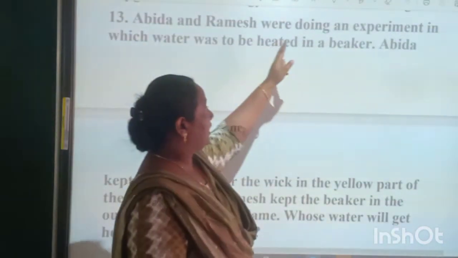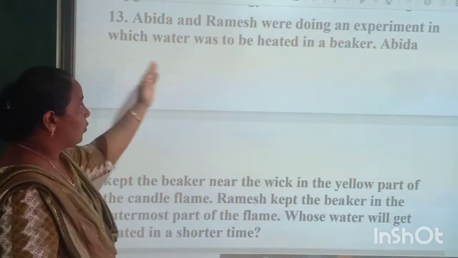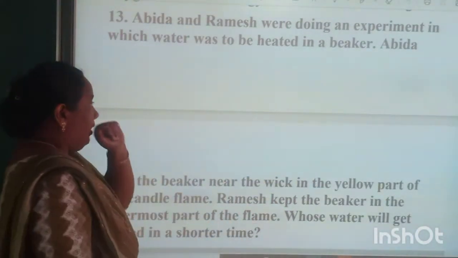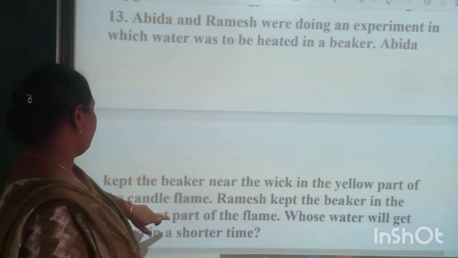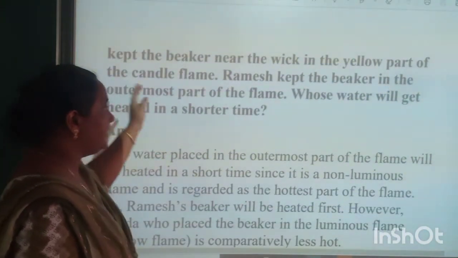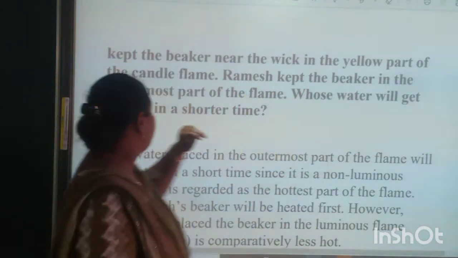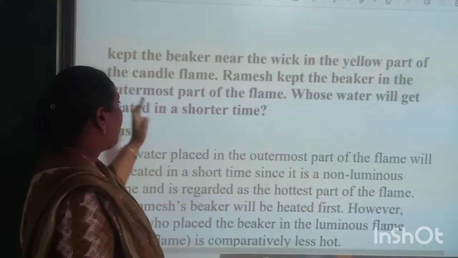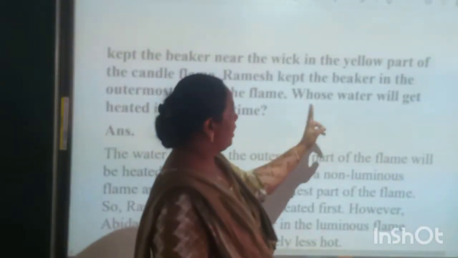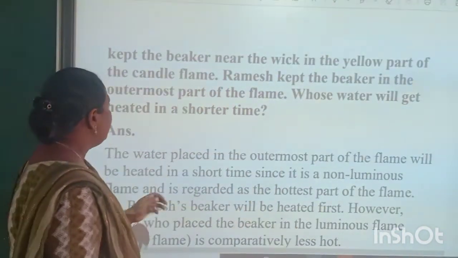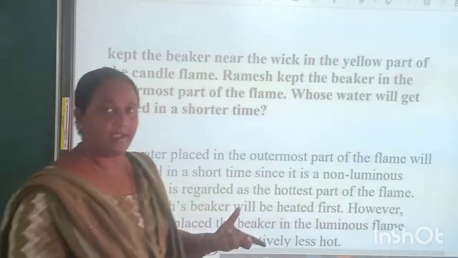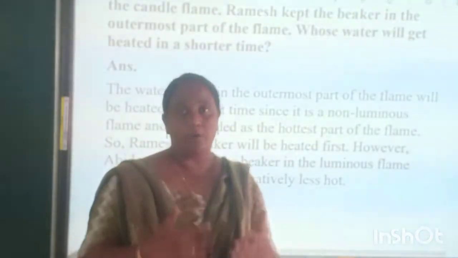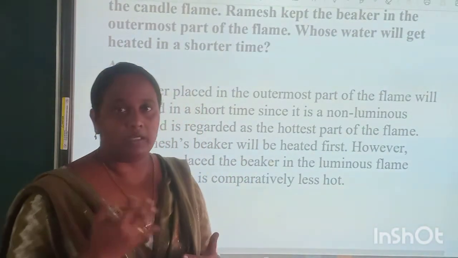Abhida and Ramesh were doing an experiment in which water was to be heated in a beaker. Abhida kept the beaker near the wick, in the yellow part of the candle flame. Ramesh kept the beaker in the outermost part of the flame. Whose water will get heated in a shorter time? This question asks whose beaker of water will boil first.